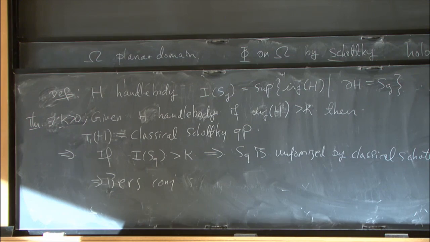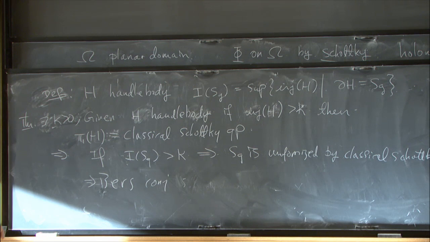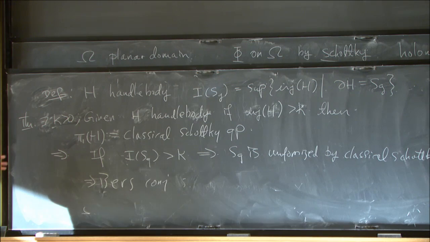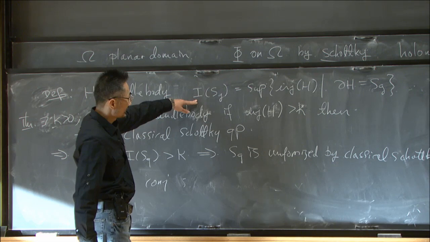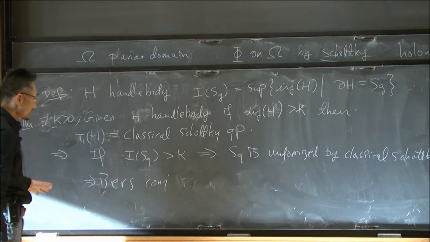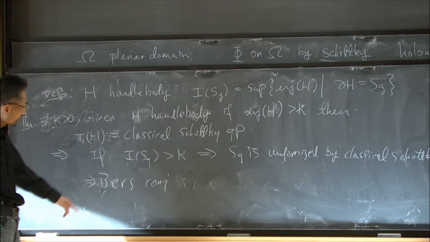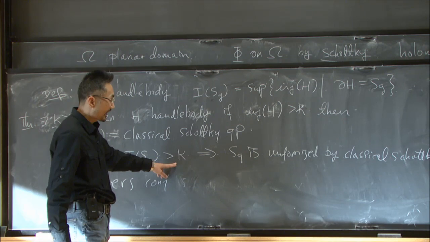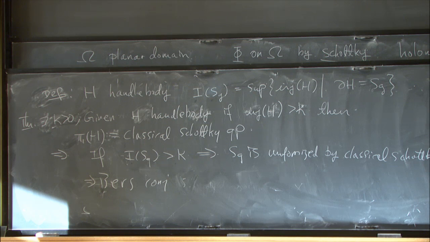So what it says is that there exists a number, so if a handle body has a sufficiently large injective radius, then the fundamental group is a classical Schottky group. In particular, if I can find a handle body attached to this Riemann surface with that large enough injective radius, which means that if this number is sufficiently big, then my lower bound will be uniformized by a classical Schottky group. That makes sense? I hope I can make that clear to you.